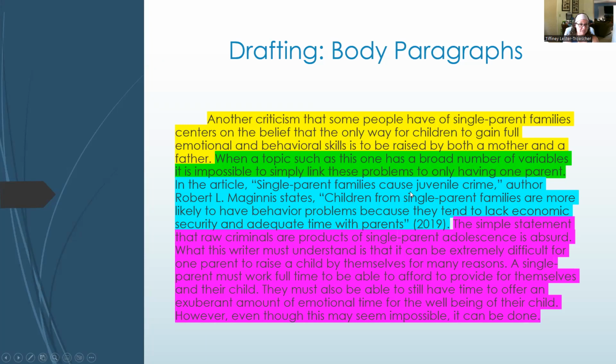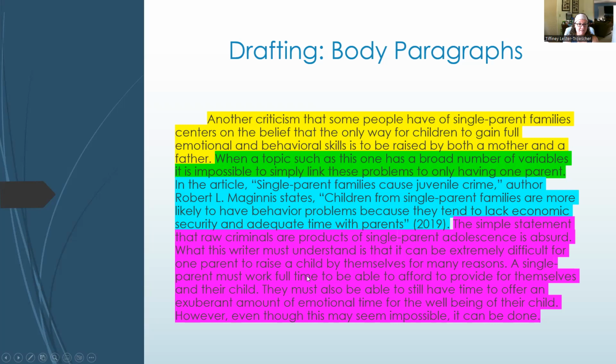Blue is the source material. In the article, Single-Parent Families Cause Juvenile Crime, author Robert L. McGinnis states, children from single-parent families are more likely to have behavior problems because they tend to lack economic security and adequate time with parents. Citation. Everything in pink here is the author of this essay explaining this source information and connecting it back to this idea.